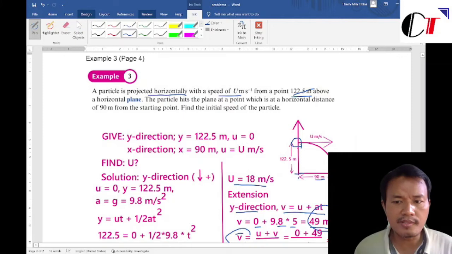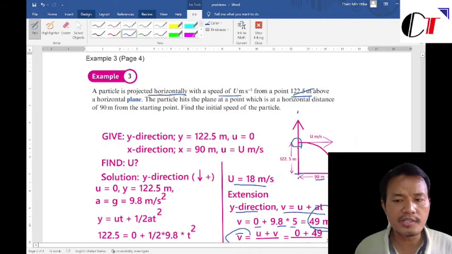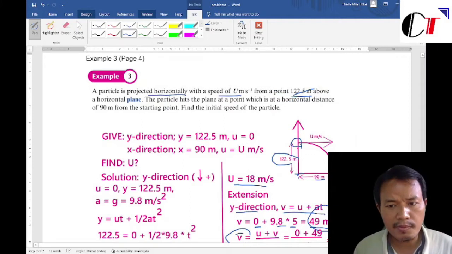If you sketch the diagram, you have the horizontal plane here, and the coordinate origin is here, and your object is 122.5 meter above the ground, and then it is projected horizontally, so no initial velocity in the vertical direction, only initial velocity in the horizontal direction, which is just u meter per second. And of course your object will then free fall in the y direction, and move at constant speed in the x direction, and you are asked to find the initial speed of the particle.